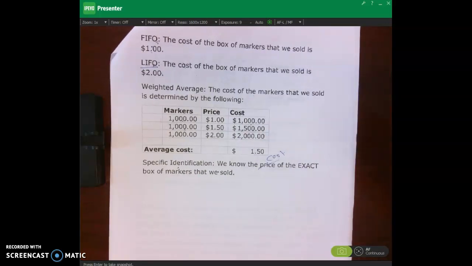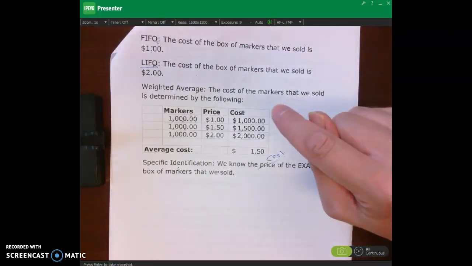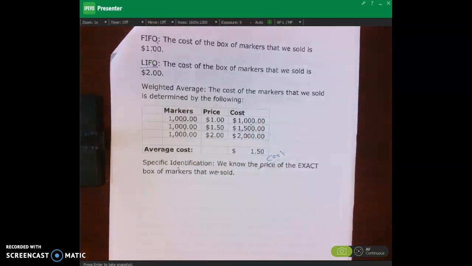Or then the other way that we could do it is specific identification. Now what this means, though, is that we have to have a very sophisticated information system. And most companies don't quite have this level of technology at a reasonable cost. You can probably get the technology, but it's going to be really expensive. And so the companies just say it's not worth it, right?